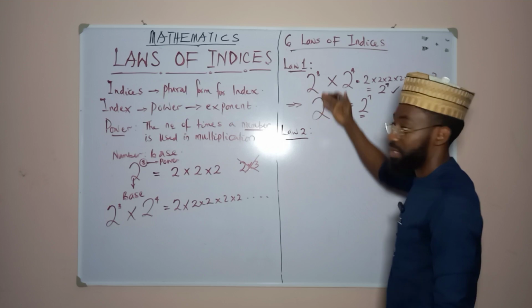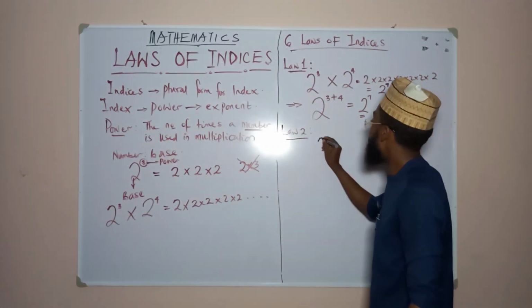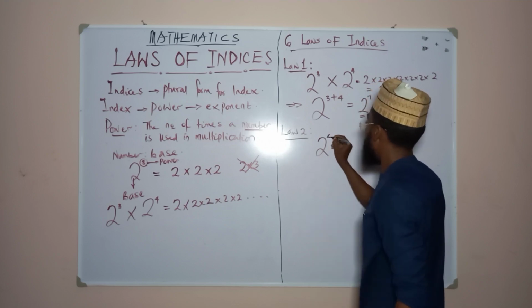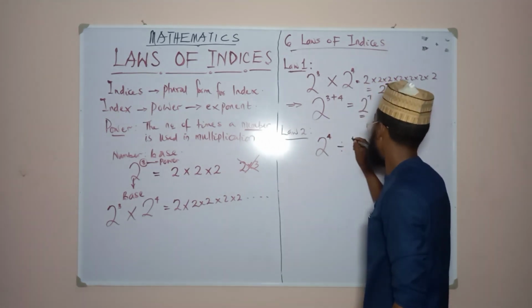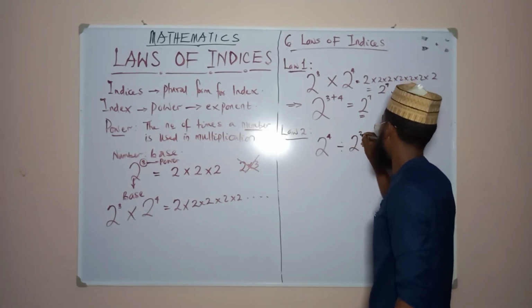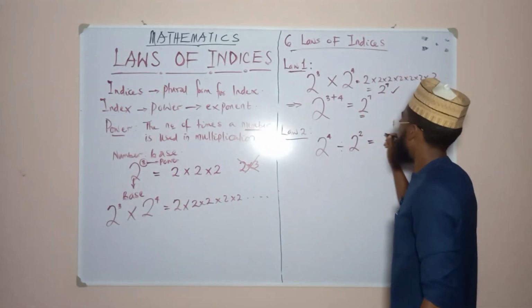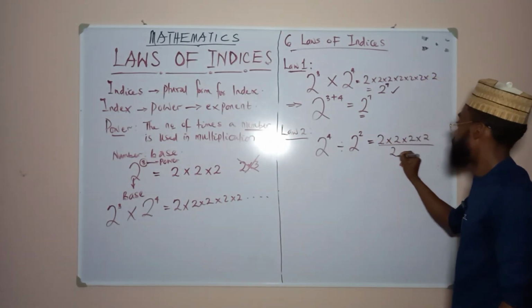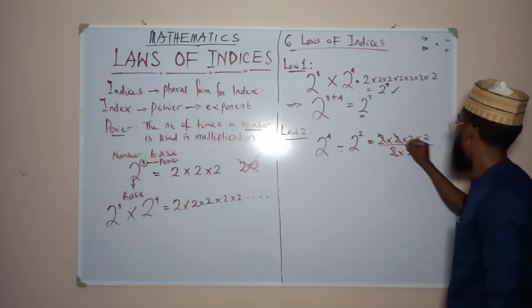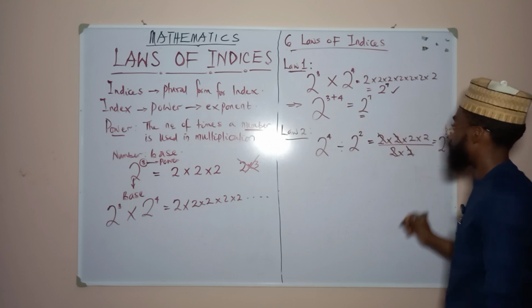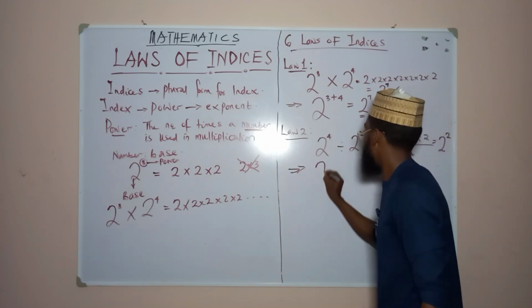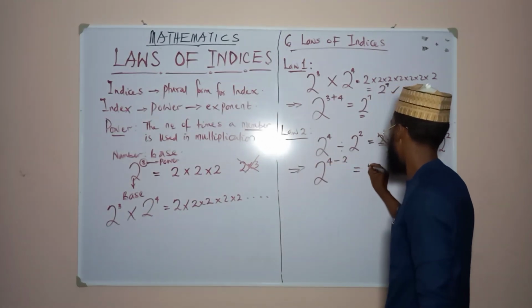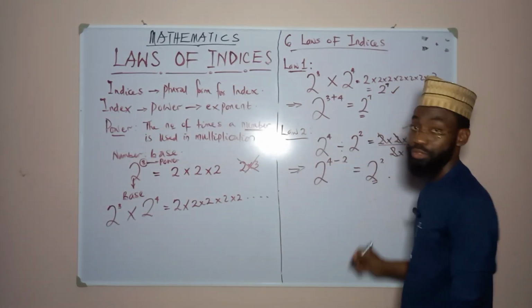Law 2 says, very similar to the first law as well, that when you have a number or two numbers, now we're talking about the division law, raised to a power and they are of the same base, we'll have 2 raised to power 2, for instance. Rather than doing 2 times 2 times 2 times 2 all over 2 times 2, you would have to cancel out and you're left with 2 raised to power 2. The law says just write 2 as the base and then subtract their power. So we're going to have 2 raised to power 2.